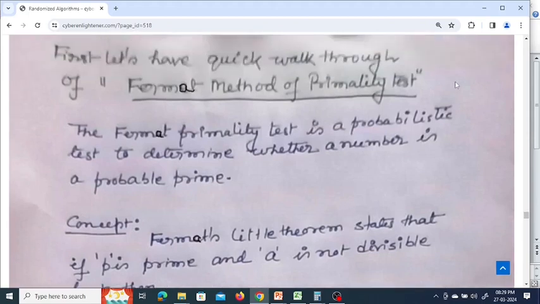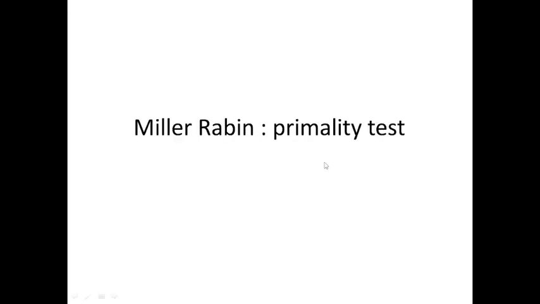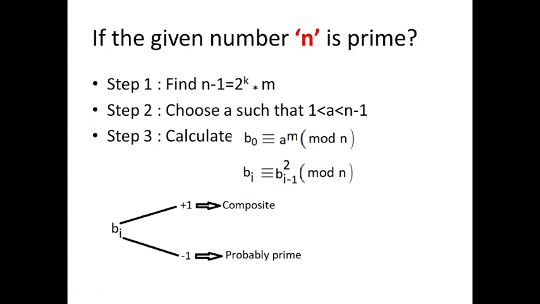Now let's dive into the actual algorithm that we started with, that is the Miller-Rabin primality test. Here also we check whether any number n is prime or not. For that we have 3 steps. Step 1 is to find n minus 1 equal to 2 to the power k times m. This is the first step.